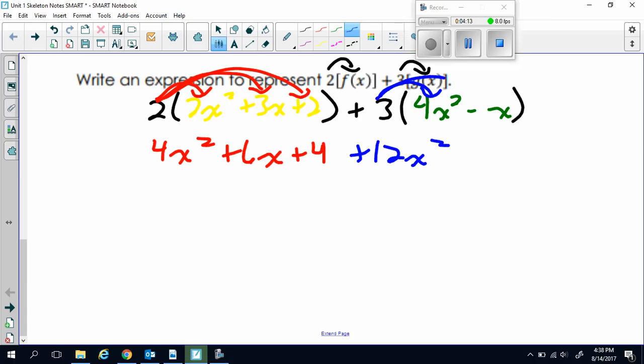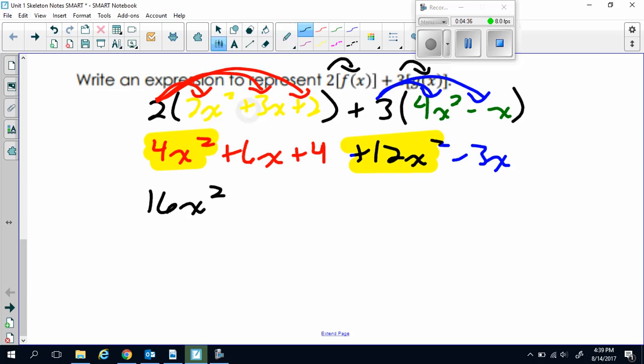And then positive 3 times negative 1x, which would be negative 3x. Okay, and then it's just combining like terms. So I have a couple like terms here. My first set of like terms is 4x squared plus this positive 12x squared. So we're going to add them together. Okay, so 4x squared plus 12x squared is 16x squared.